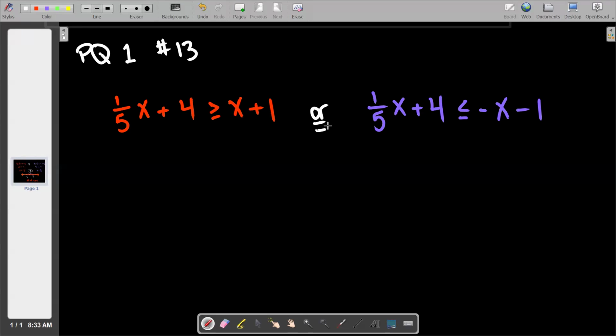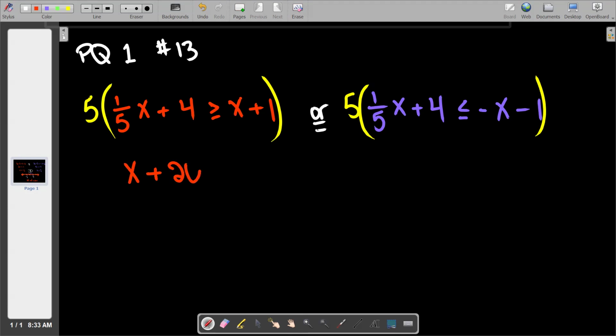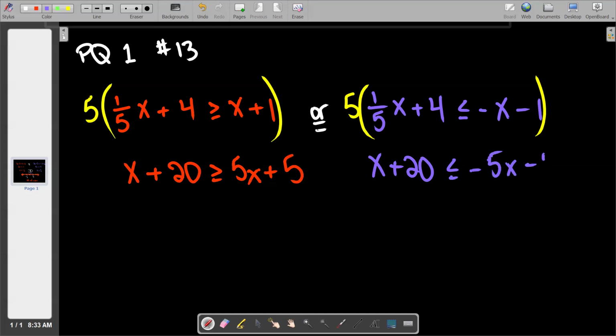That's what allows us to make sense of things at the end. So I would multiply everything in both equations by 5. I'm going to assume you did that as well. Did you not do that? Yeah, that's really what you should be doing. So you're going to wind up with 1x plus 20 is greater than or equal to 5x plus 5. And then on the purple one, you're going to have just 1x plus 20 is less than or equal to negative 5x minus 5.